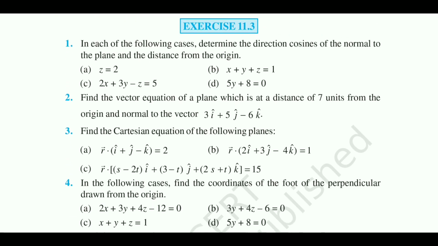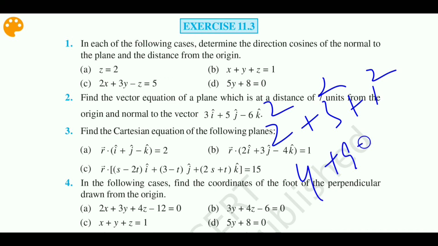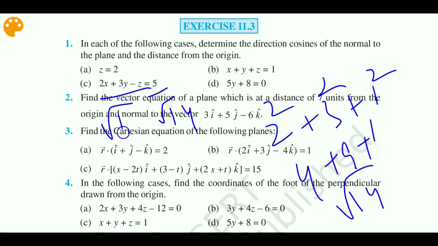Now we are doing the questions. In each of the following, we have to determine the direction cosines of the normal to the plane from the origin. So what will be the answer here? Taking this example, 2x plus 3y minus z equals 5. How will you do it? You just take the squares: 2 square plus 3 square plus 1 square, that is 4 plus 9 plus 1, which is root 14, and divide both sides by root 14. So the direction cosines will be 2 by root 14, 3 by root 14, minus 1 by root 14, and the distance from the origin will be 5 by root 14.